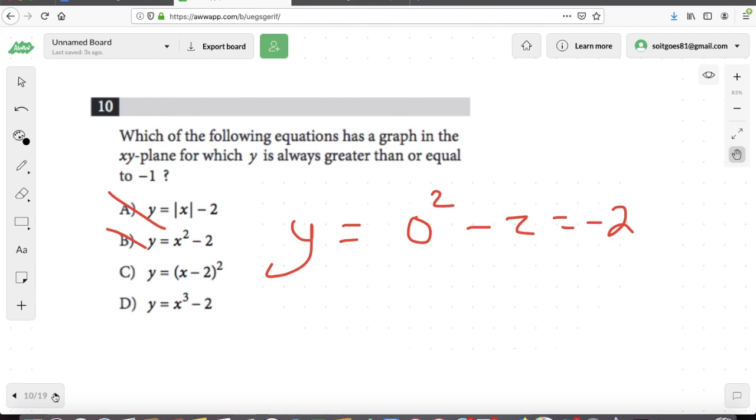Okay, great. Let's take a look at answer choice C. Is there an x value we can plug in that's going to give us a y value less than -1?